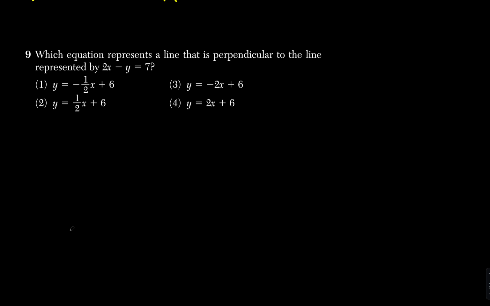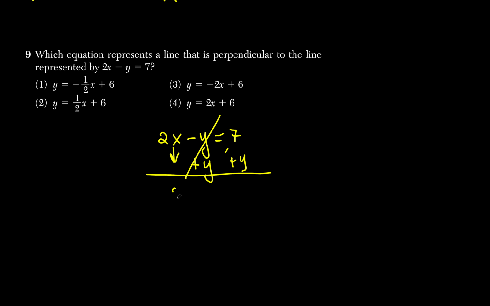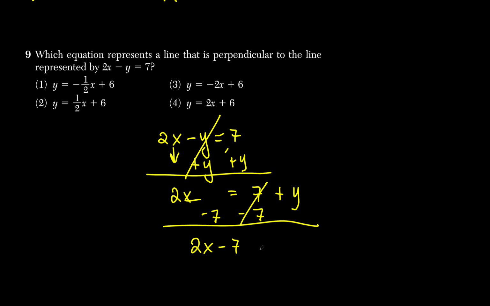Okay, number 9. Which equation represents a line that is perpendicular to the line represented by 2x minus y equals 7? So what you first want to do is rewrite this equation in the form y equals mx plus b. You can do that simply by adding y to both sides. So this will cancel. You will get 2x is equal to 7 plus y. And then go ahead and subtract 7 from both sides. So this will cancel. You'll get that 2x minus 7 is equal to y.